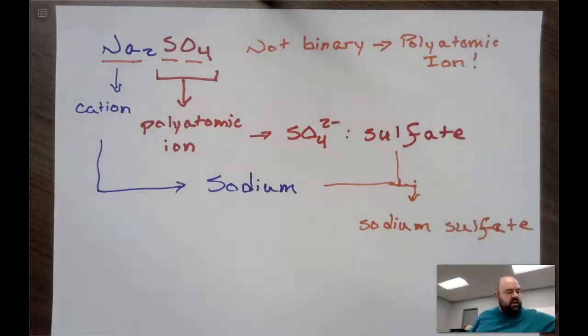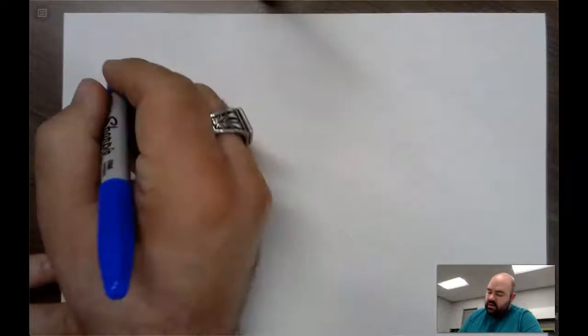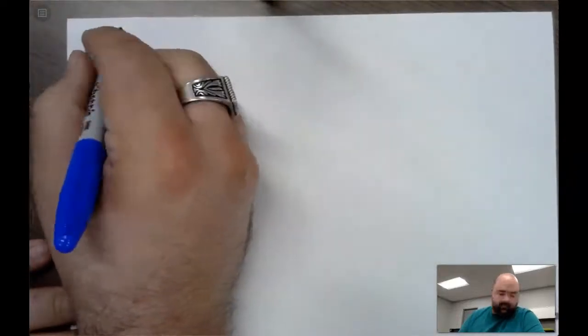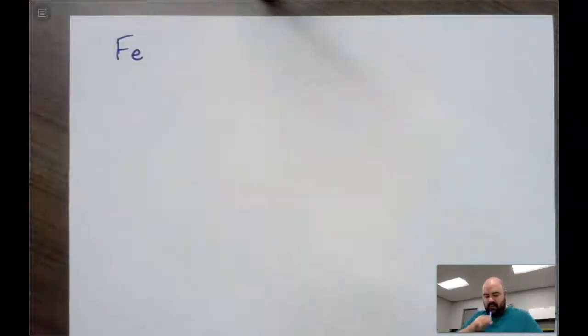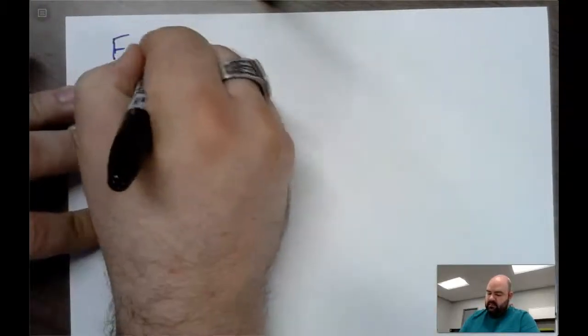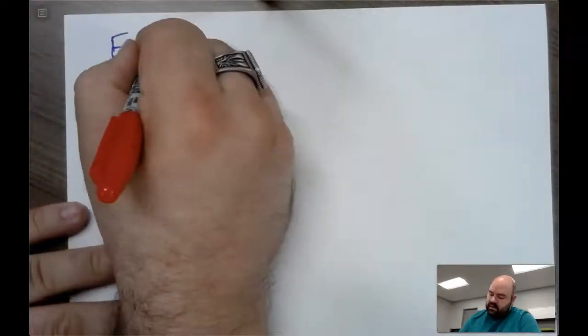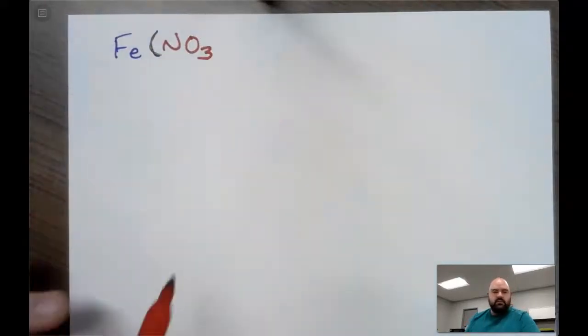Let's go ahead and try another slightly more complex one. Okay? Now I've got iron. I have something in parentheses now. Nitrate. Oh, sorry. Gave it away.